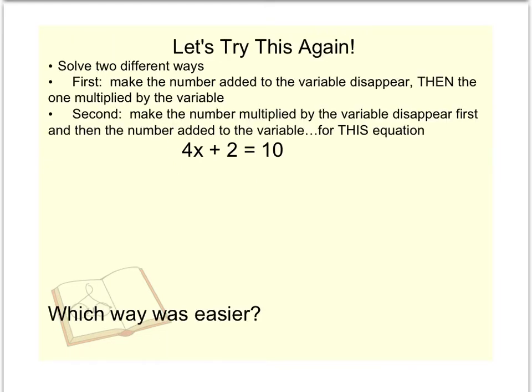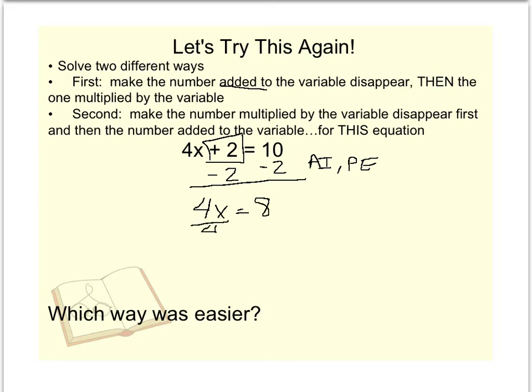So let's try this again. First, we're going to make the variable added to the number disappear, which is going to be our 2. And since it's added, we're going to add its additive inverse, which is -2, to both sides, again by our additive inverse property and our property of equality. And we'll end up with 4x equals 8.